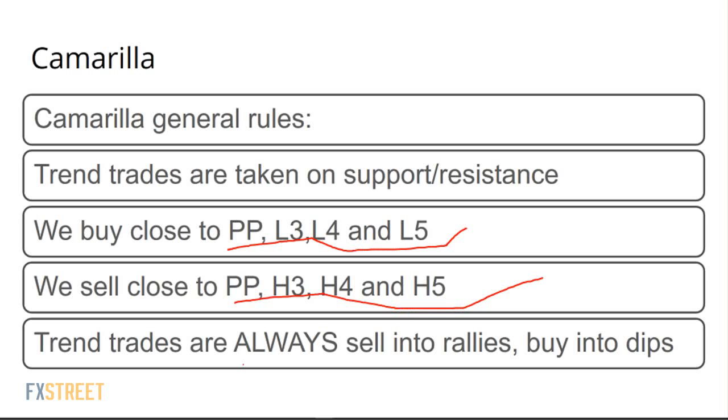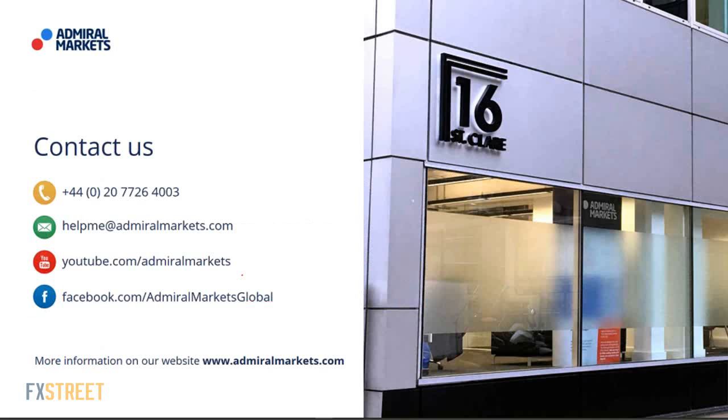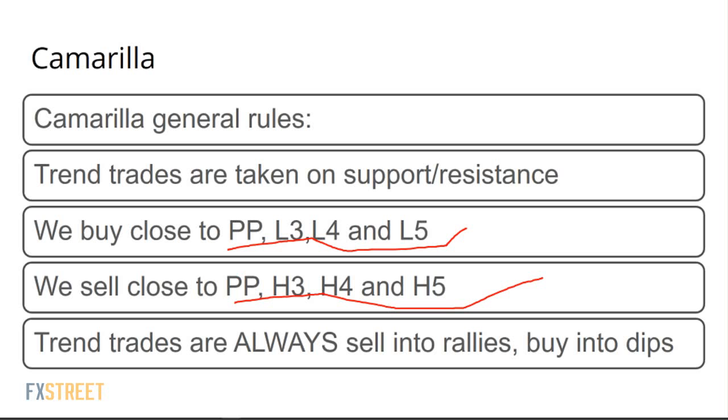Trend trades are always selling into rallies, buying into dips. It's always like that. Selling into rallies, buying into dips. Okay, now let's open a chart and let me show you how I use my personal pivot points, and how I trade with them.